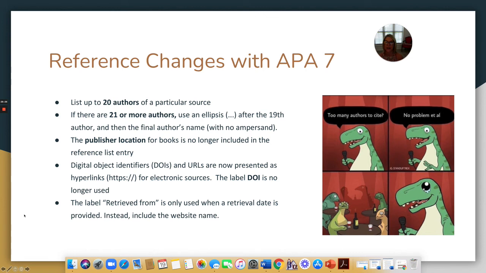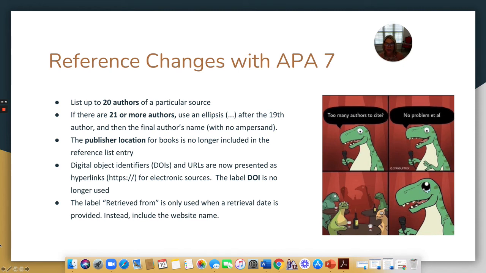And then another change with APA 7, if you were referencing a book, you used to put the publisher location. So if the book was published in New York, you would put that location. You no longer have that for a book citation in your references. And I've got some examples at the end of this module.